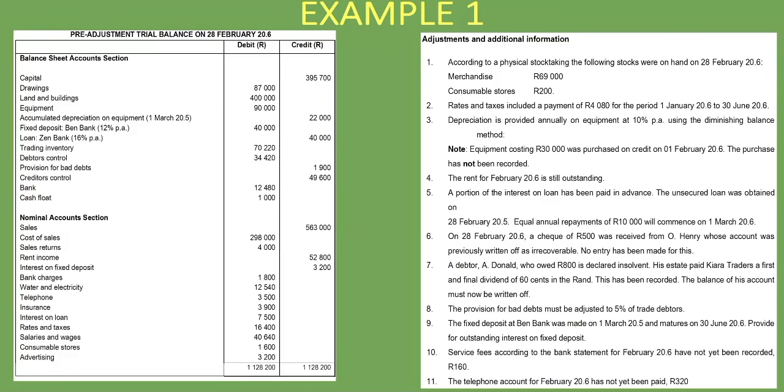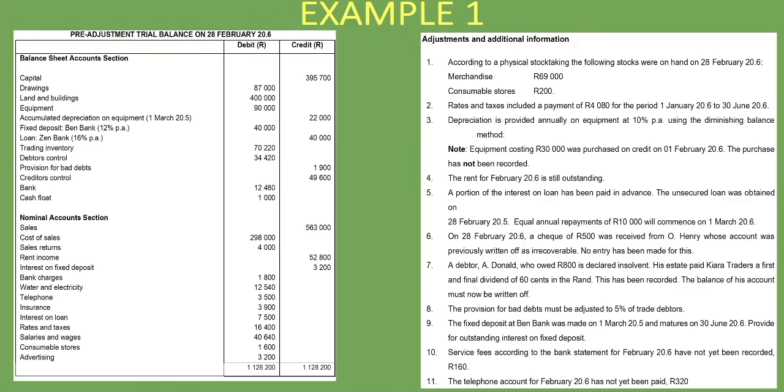So let's see here, and it's important that they give us these dates to say that the unsecured loan was obtained on the 28th of February 2015. That means we've had this loan for the full 12 months, because we're told that equal annual repayments of 10,000 Rand will commence on the 1st of March 2016, which is after our financial period. So that means that the full loan that we took out, we still have the full liability in our books. We have not paid for anything yet, and we've had it for the full year.